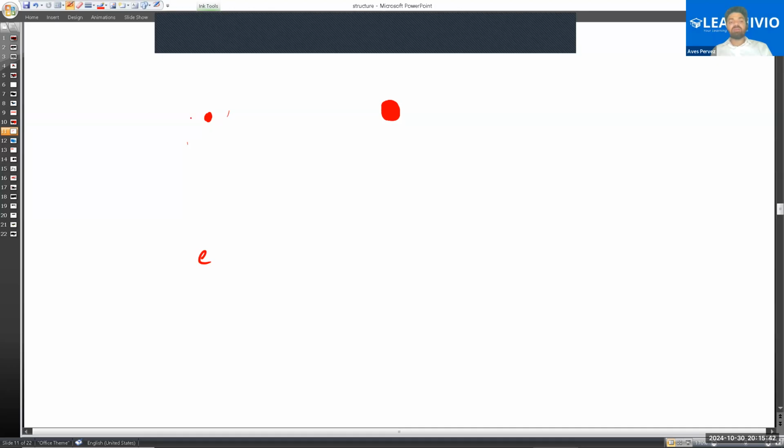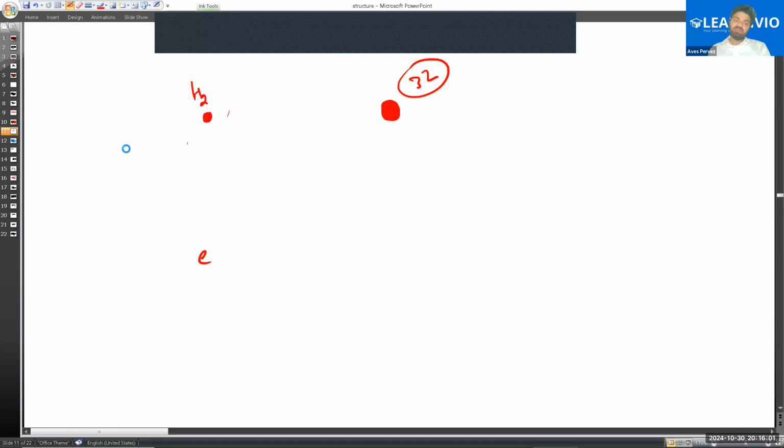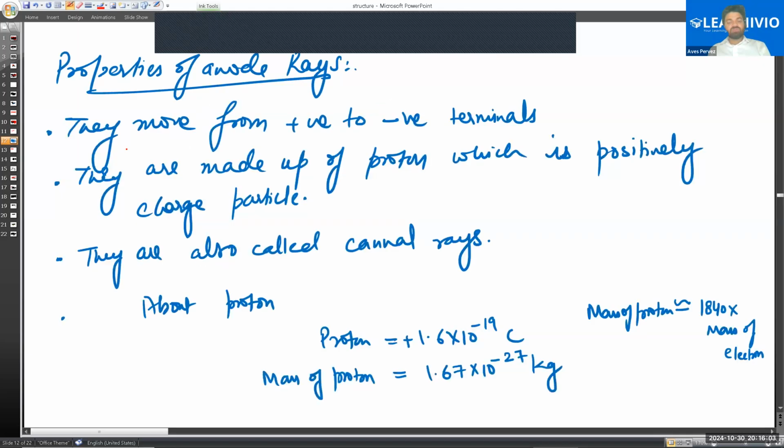But anode rays are dependent, because the nucleus is different in different atoms. Like hydrogen gas nucleus carries only 2 mass, while the nucleus of oxygen gas carries 32 mass. So the mass difference makes different deflections. Okay, understood? Yes, sir. So note down the properties of anode rays.